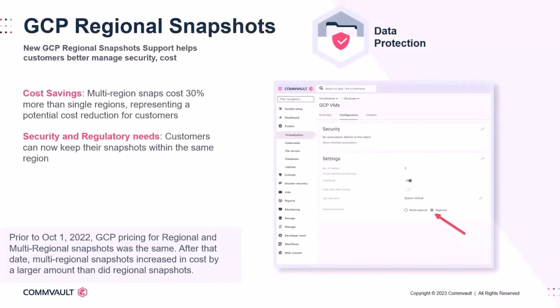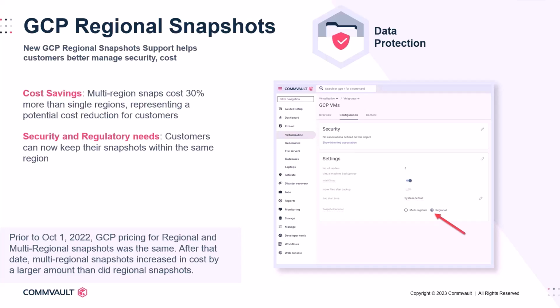For Google Cloud, we're introducing new GCP regional snapshots to help customers better manage security and lower costs. For context, prior to October 1st, 2022, GCP pricing for regional and multi-regional snapshots was the same. But after that date, multi-regional snapshots increased in cost by a larger amount than regional snapshots. So the introduction of regional snapshots now provides a potential cost savings of up to 30% versus multi-regional snapshots.